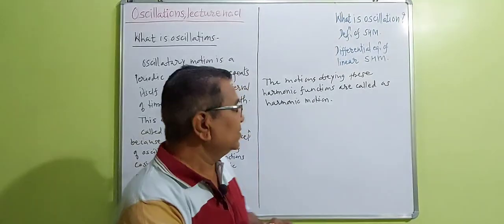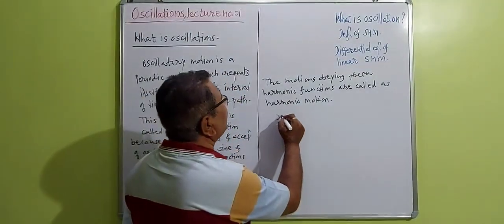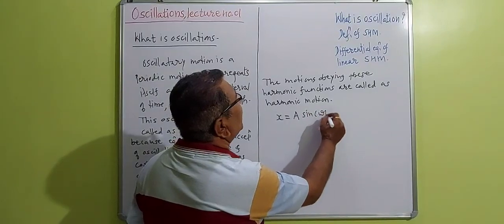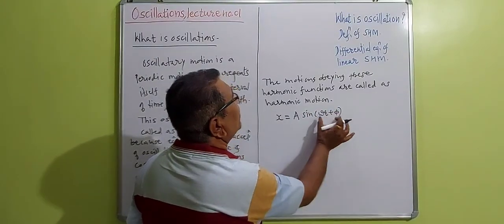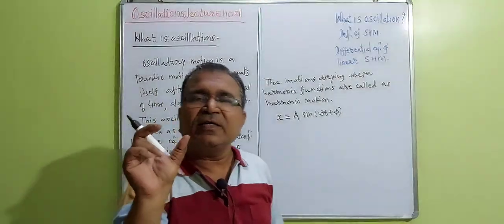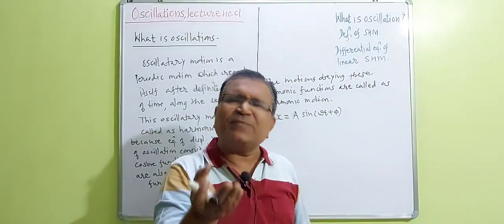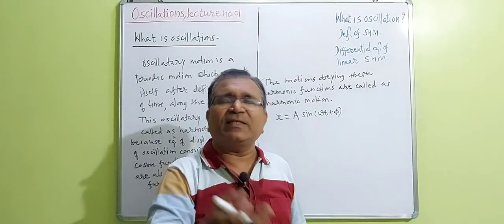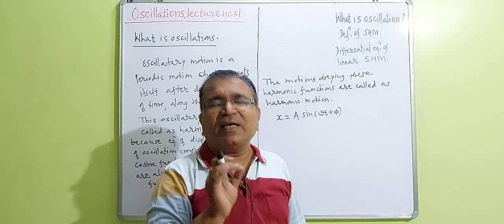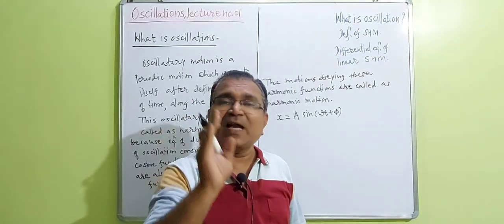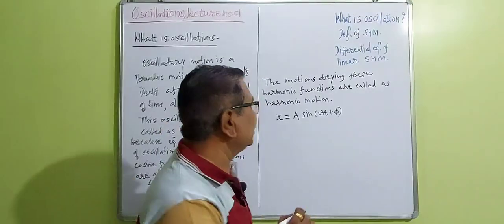So see here, the equation of displacement: x is equal to A sine(omega t plus phi), where this omega t plus phi we call the phase of S.H.M. What is the phase of S.H.M? That we will see in the next lecture. x is equal to capital A sine(omega t plus phi), where capital A is the amplitude of oscillation.